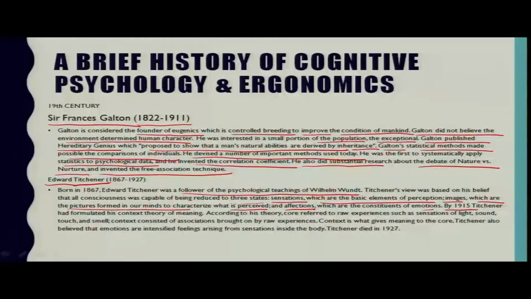By 1959, he had formulated his context theory of meaning. According to his theory, core referred to raw experiences such as sensations of light, sound, touch and smell. Context consisted of associations brought on by raw experiences. Context is what gives meaning to the core. Titchener also believed that emotions are intensified feelings arising from sensations inside the body.